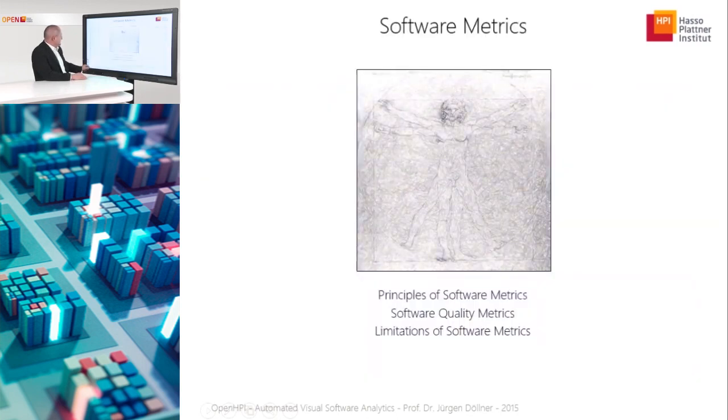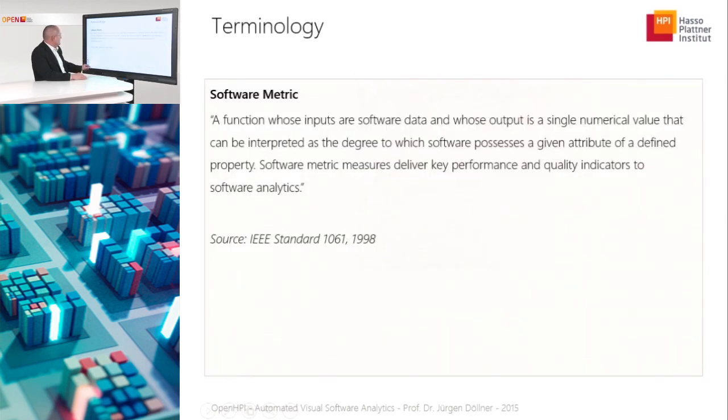Yeah, let's come to some terminology we have introduced in this part. One key terminology is software metric. It's defined in the IEEE standard as a function whose inputs are software data and whose output is a single numerical value that can be interpreted as a degree to which software possesses a given attribute of a defined property. Software metric measures deliver key performance and quality indicators to software analytics.